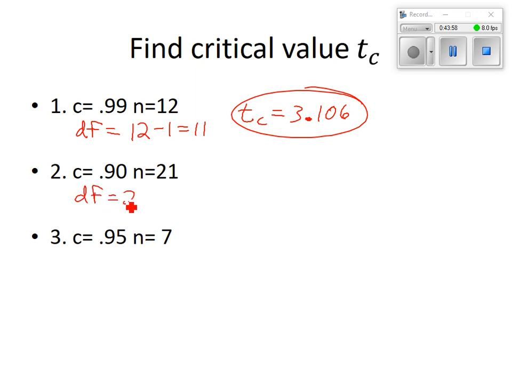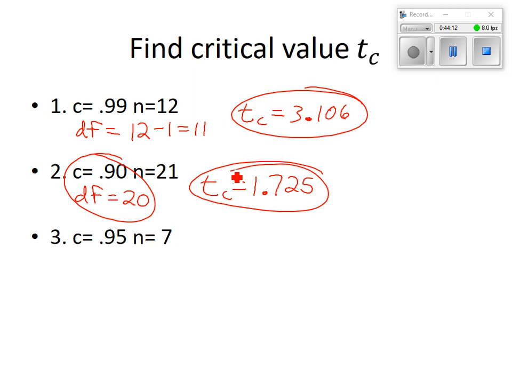20, so it's 21 minus 1. And 90. Look up those two. 1.725. So your critical value is 1.725, is that right? Yes. What's our degrees of freedom on the next one? 6. And look that up. 2.447. Those are your critical values.